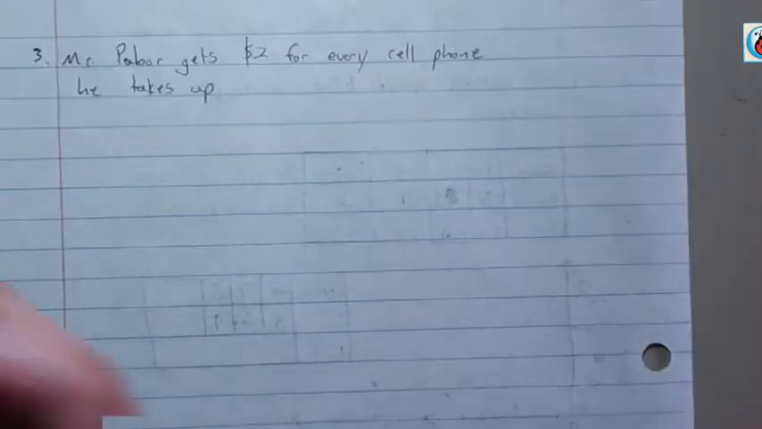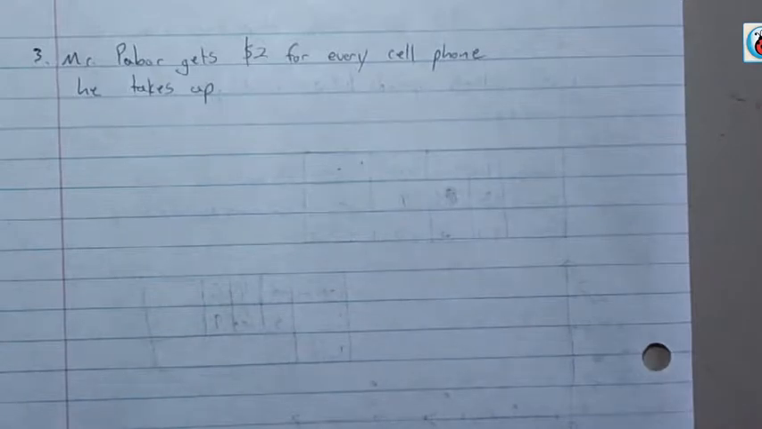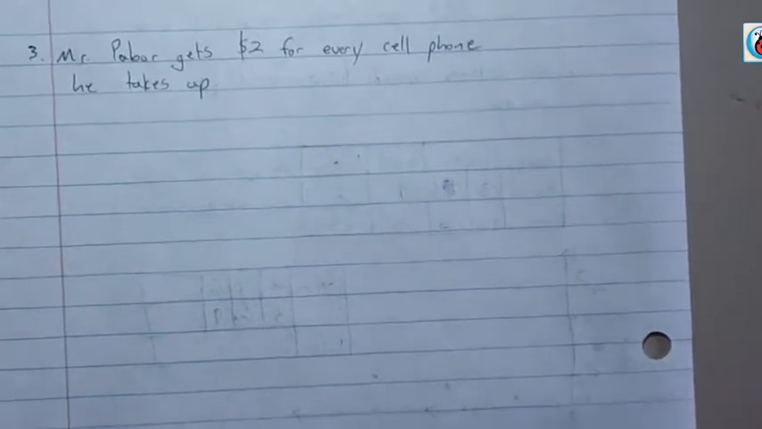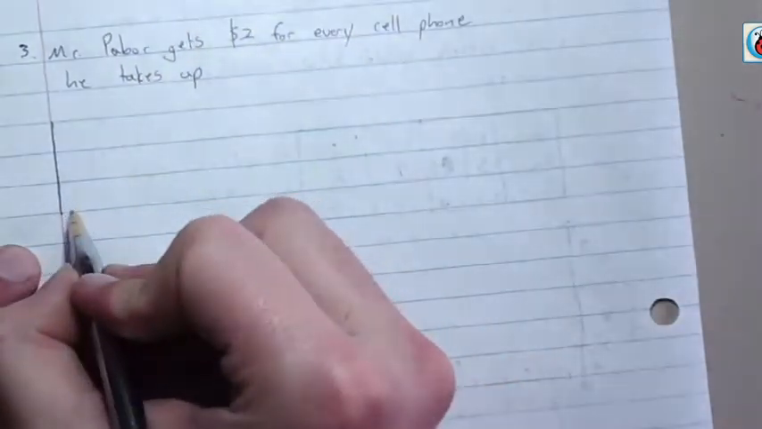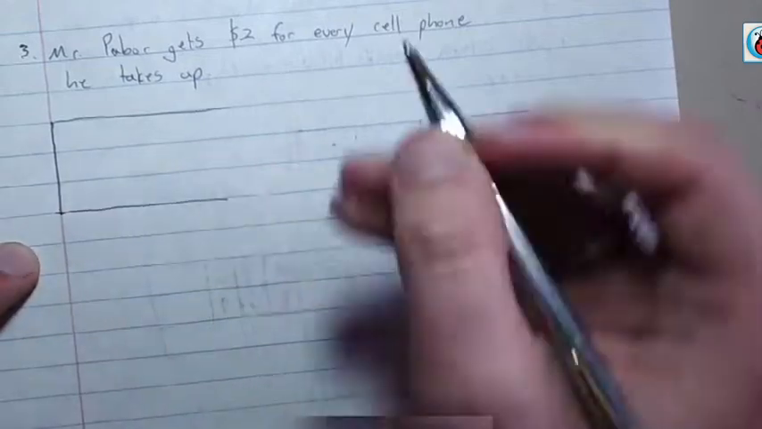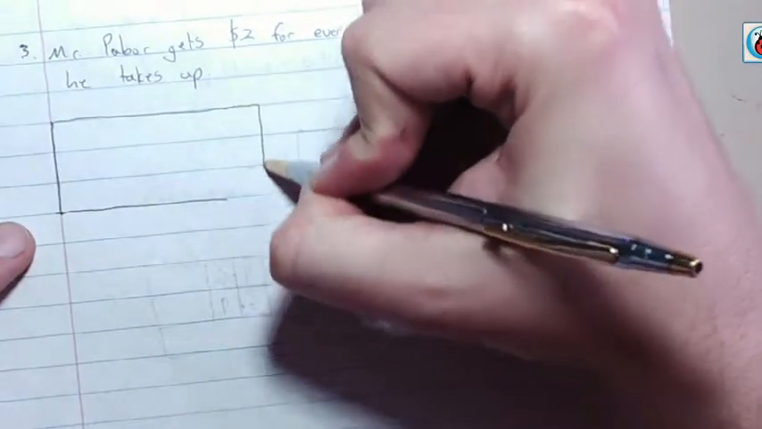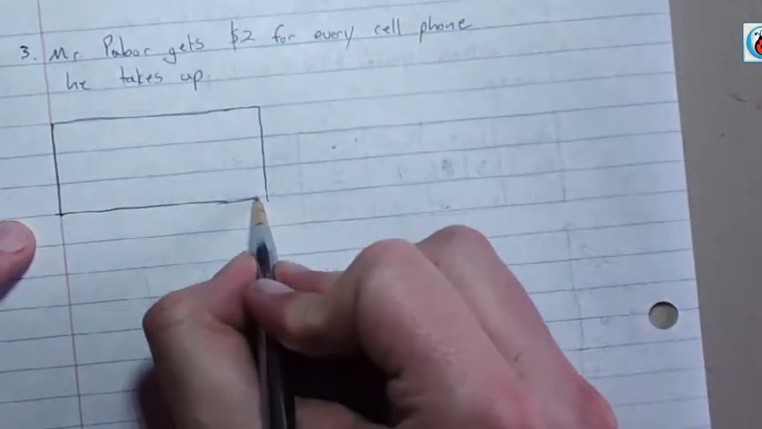Alright, so here's our third question, and it says Mr. Paper gets $2 for every cell phone that he takes up. So we're going to make a table based off of this question, and then we're going to take our information from the table and put it into a graph. So basically I'll just be summing up what I did on number 1 and number 2.